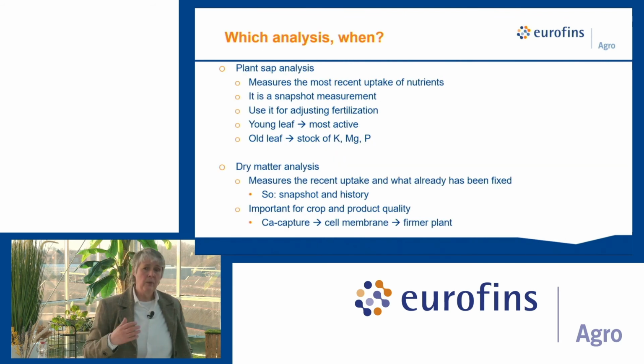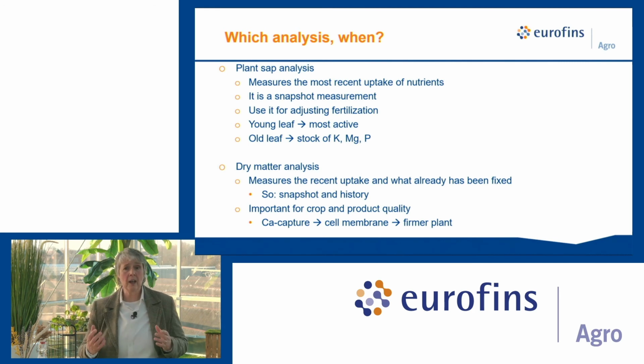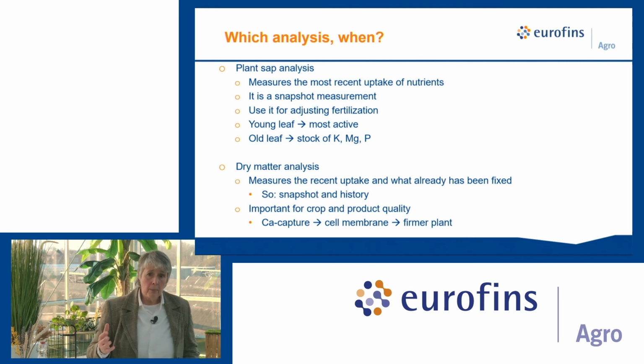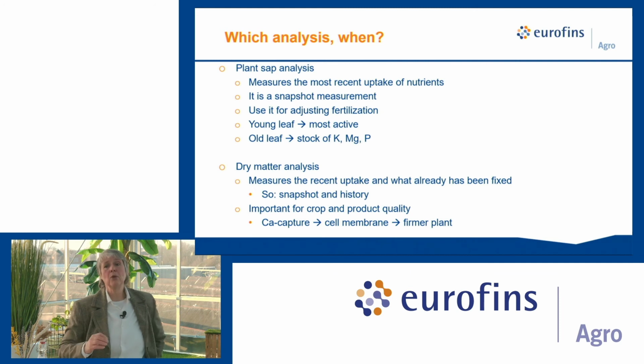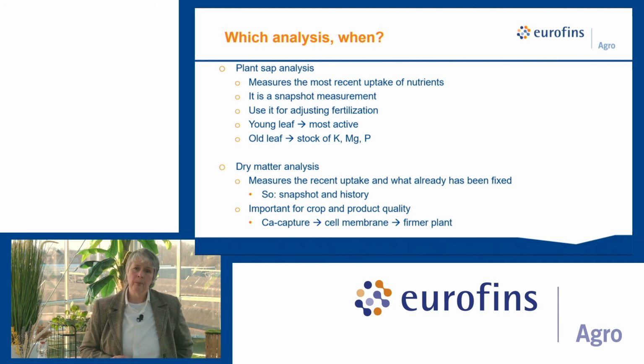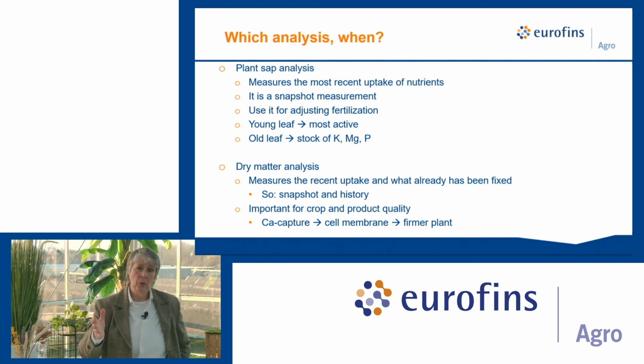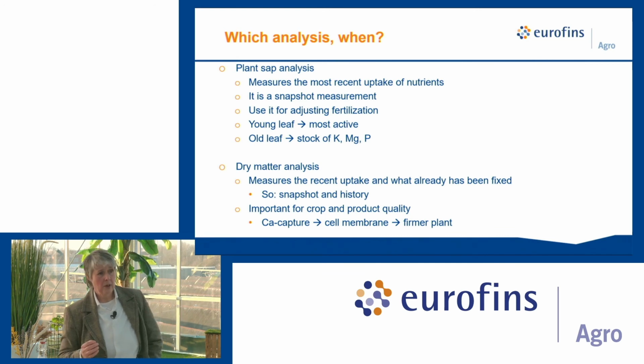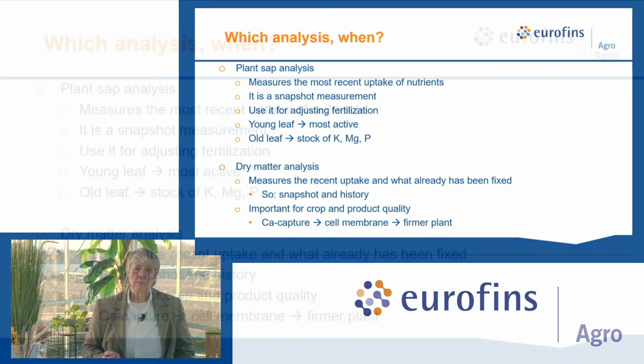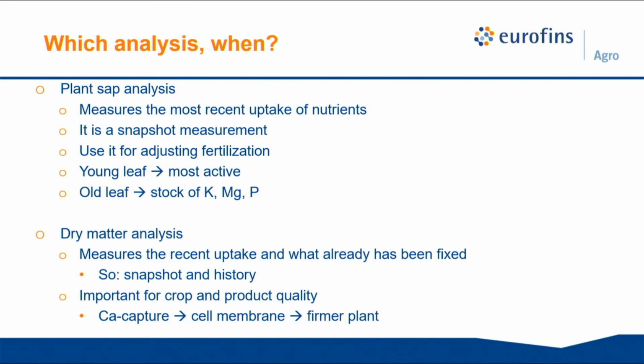So what to do? Which analysis? If you want to think about, I want to know something about my crop, what analysis should I do? Plant sap analysis measures the most recent uptake of nutrients. It's a snapshot. It's at that time when you take the sample, that's what you measure, a snapshot measurement. It can be used, very good, for adjusting fertilization, because you know what the plant's been taking up.